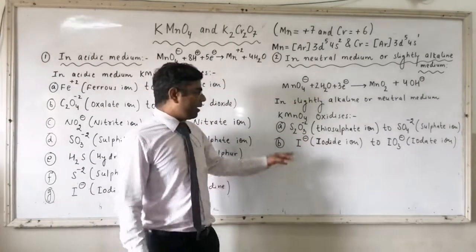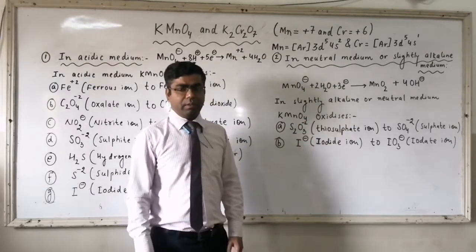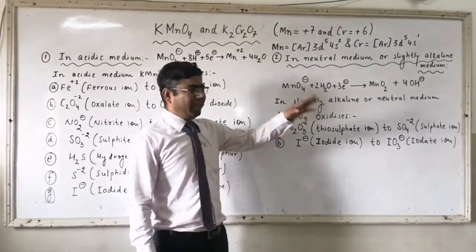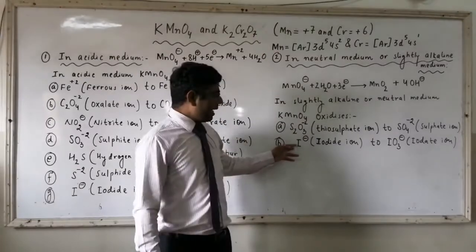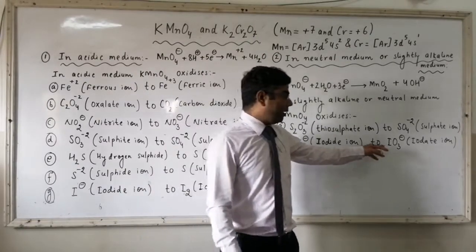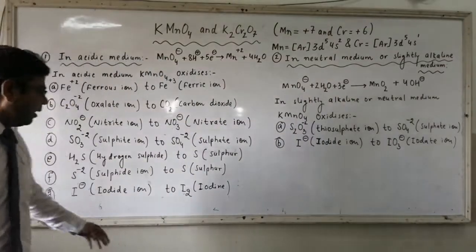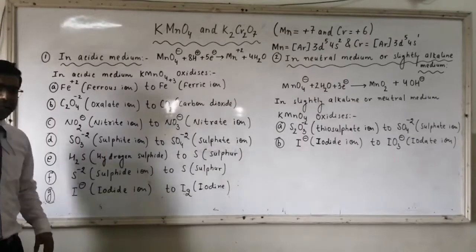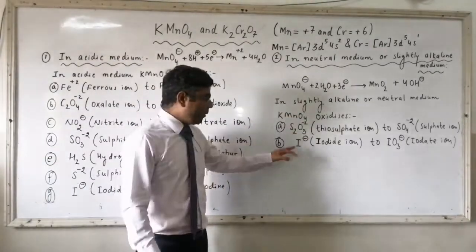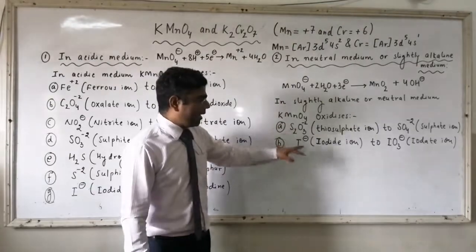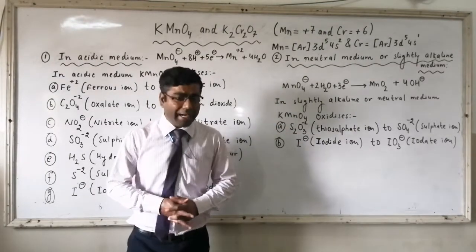KMnO4 oxidizes S2O3 2- ion, which is called thiosulfate ion, to sulfate ion, and I- ion to IO3- ion, which is called iodate ion. Please see the difference here. In acidic medium, I- ion gets converted to I2, but here in neutral medium, the same iodide ion gets converted to IO3- ion, which is called iodate ion.